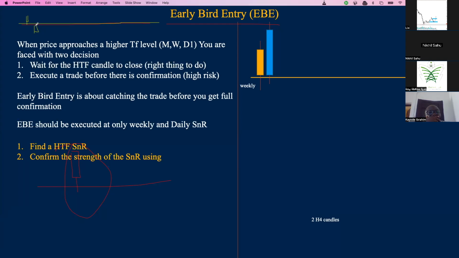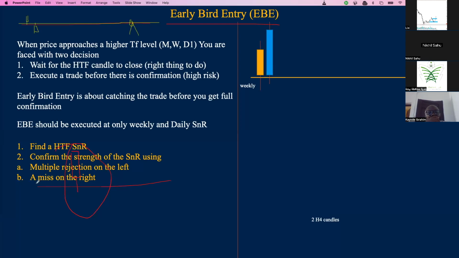Rejection. You see, the candle rejecting it from both sides many times, and then an SNR is formed there. So when I see this SNR that has a lot of rejection on the left, it confirms that this is a strong SNR. Confirm the strength of the SNR. First, multiple rejections on the level.